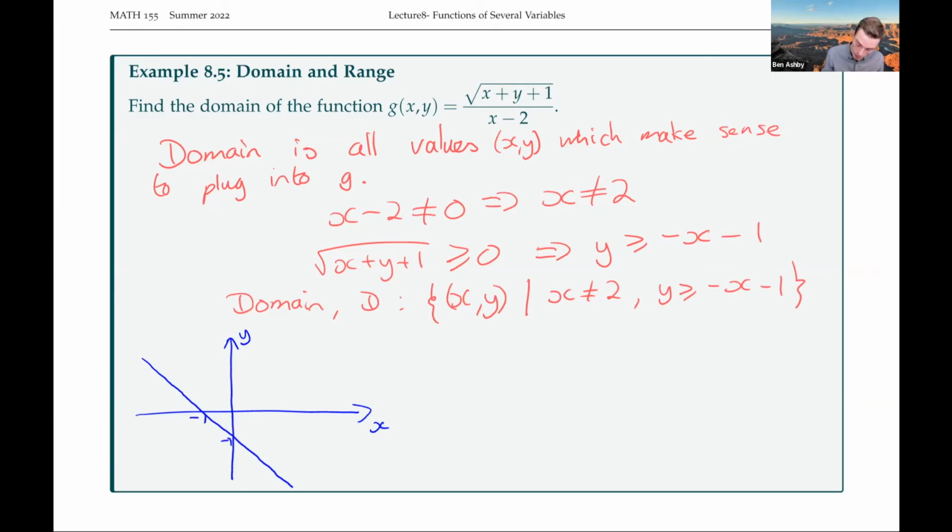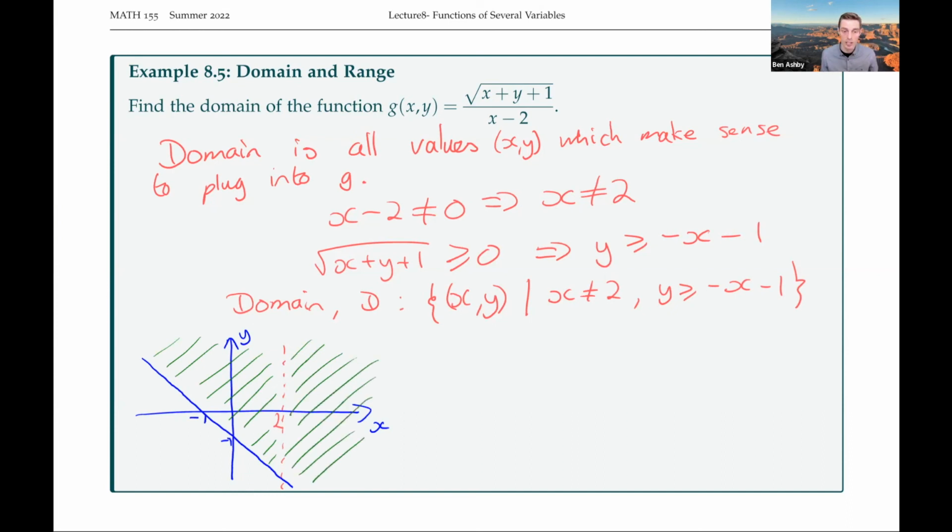And we also know that we can't have any values where x is equal to 2. Okay, so we can exclude that red dashed line there. So the only values that we can end up taking are values given by this shading here. Okay, so everything above that blue diagonal line, except for values where x is equal to 2. That gives us our domain.